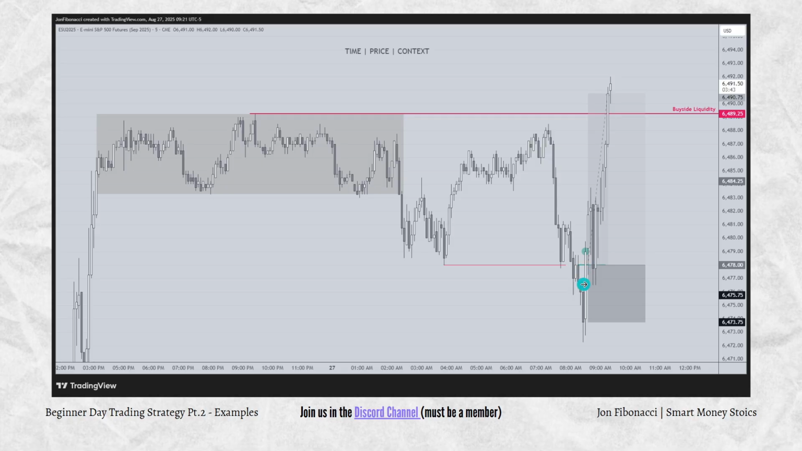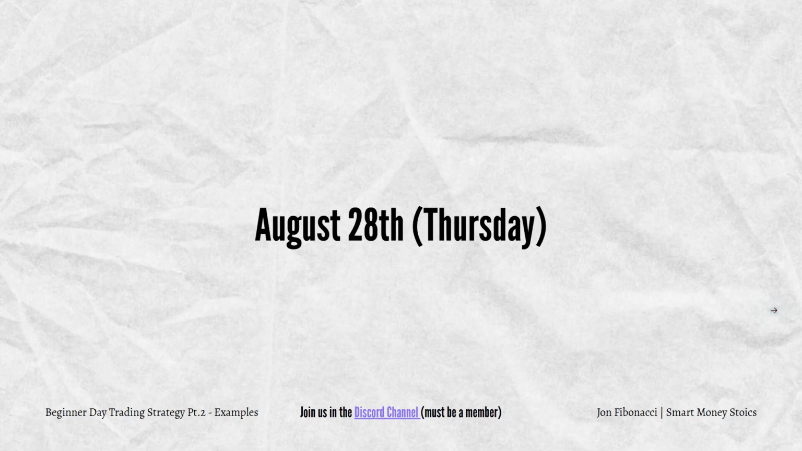So we get not even 2 points, like 1.5 points, 6 or 7 ticks of drawdown. Then we expand higher, one more retracement, and then boom, we get our extension above this consolidation to the tune of a 1 to 3 RR. All right, we'll take a look at August 28th, which is today.